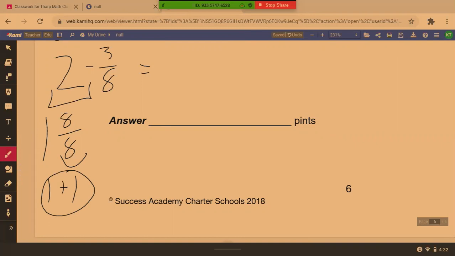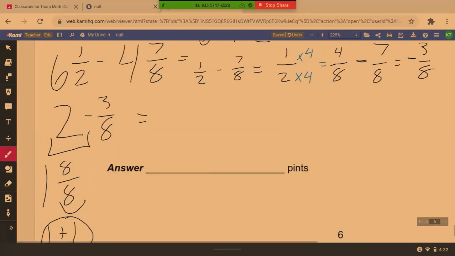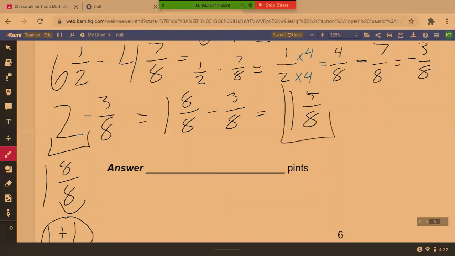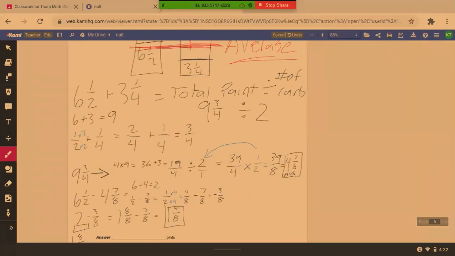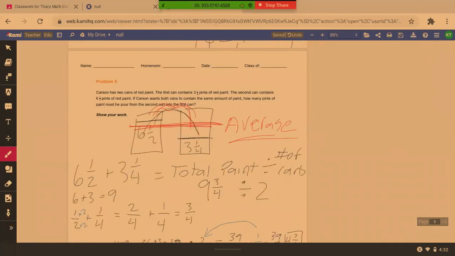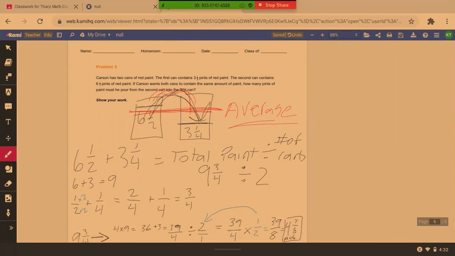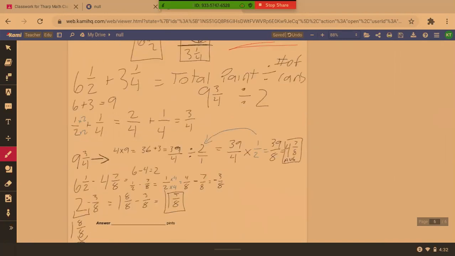Just kidding, just kidding. Okay, so 1 and 8 over 8 minus 3 over 8 equals 1 and 5 over 8. So Carson is going to pour 1 and 5/8 pints into this can so that they both have 4 and 7/8.